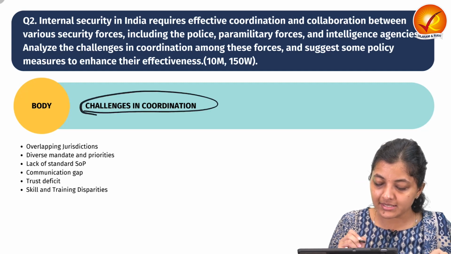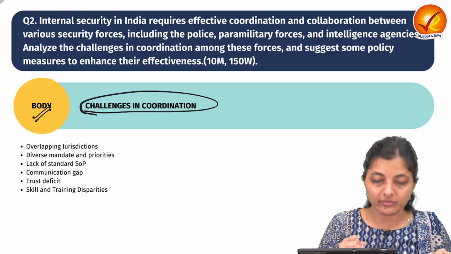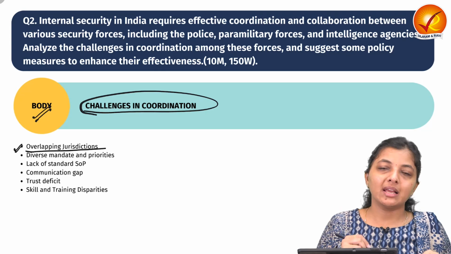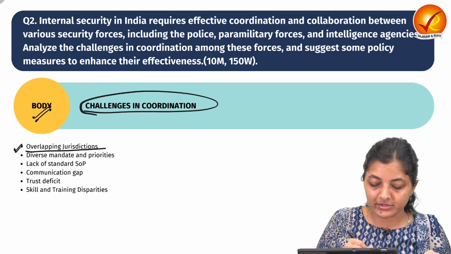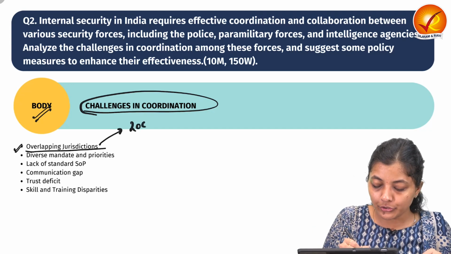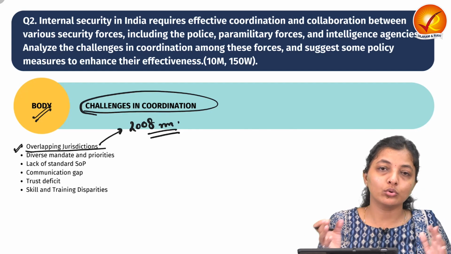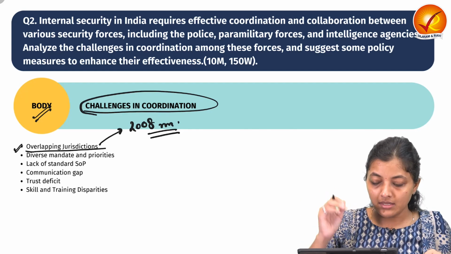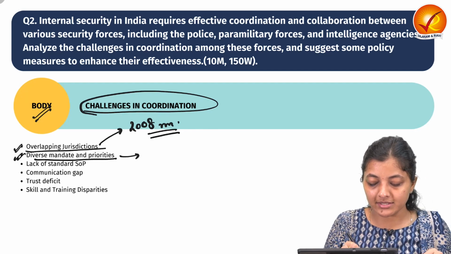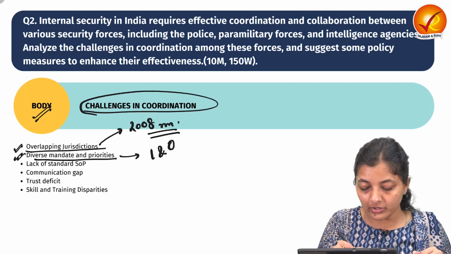So what are the challenges in the coordination amongst the different security forces? The first major demand of the question. The first is overlapping jurisdiction. Due to overlapping jurisdiction of the various security forces, it creates confusion about who should take the lead. Like in the 2008 Mumbai attacks, it created confusion about who should take the lead in the security process. Then diverse mandates and priorities. Like police has a mandate to maintain law and order.